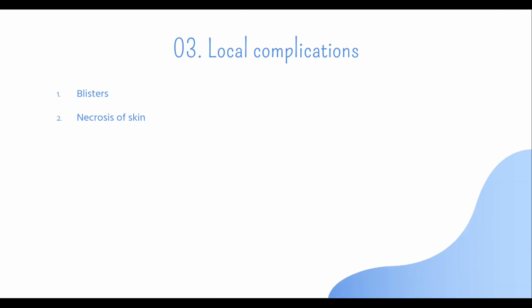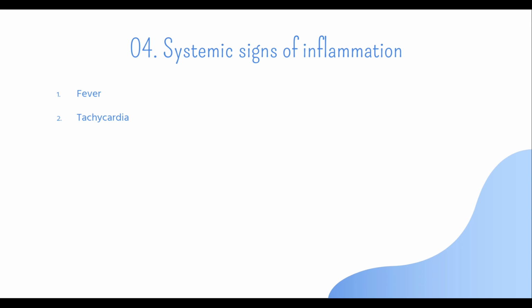The third part is the local complications. So we have to look for blisters and necrosis of the skin of the limb. And the fourth is the systemic signs of inflammation. We have to check whether the patient is febrile. You can touch the patient and say he is febrile to touch, or you can have a look at the bedside and say whether there are fever charts and whether they are marked. And you have to check the patient's pulse rate and whether she or he is tachycardic or not.